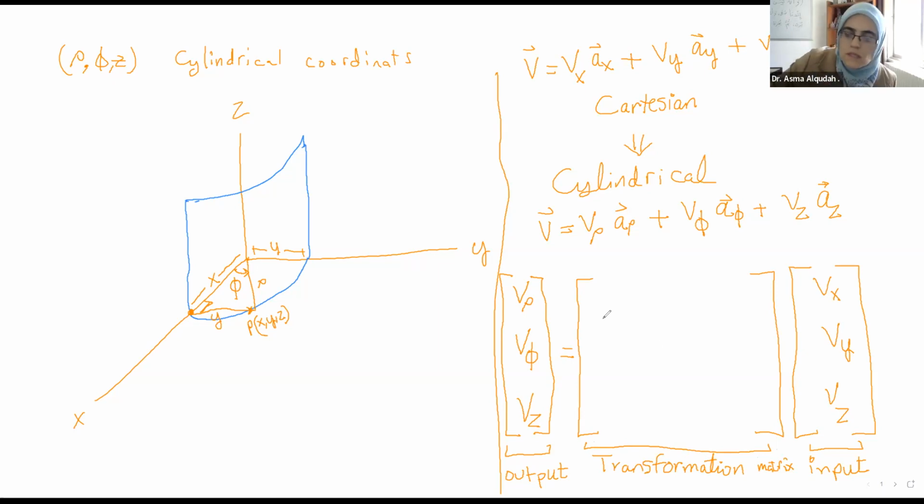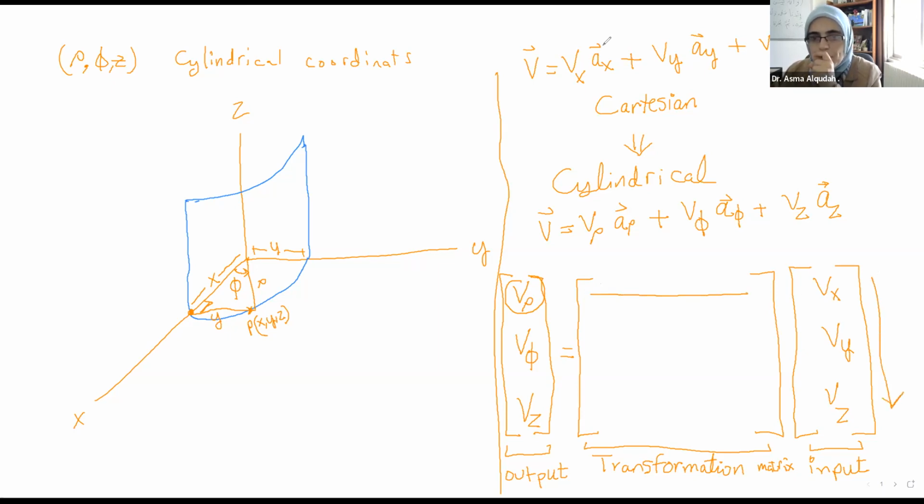Okay, now what we need to put in the transformation matrix. Here in the transformation matrix, what we do is we take the dot product between the unit vectors from the two spaces. So here we have this entry V sub rho, which represents the first row and the first column. It's the result of multiplying the first row of this matrix with this column.